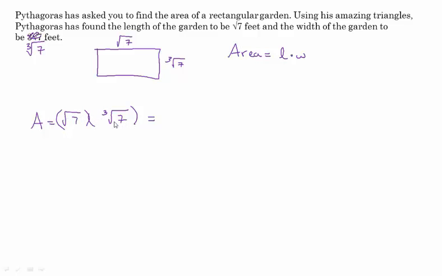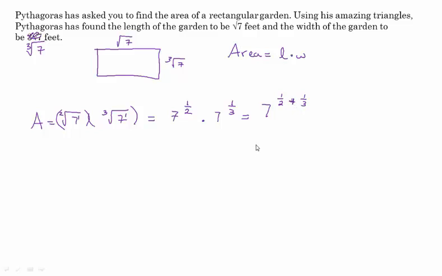I have a square root and a cube root. First, I'm going to convert them to a fractional or rational exponent. So a square root of 7 is the same thing as 7 to the 1/2. Here's my 1, here's my 2. A cube root of 7 is the same thing as 7 to the 1/3. Here's my 1, here's my 3. When I multiply that together, I'm going to have to add those fractions.